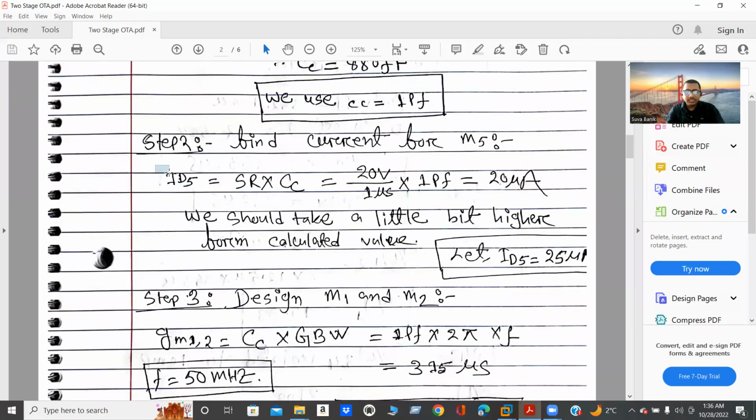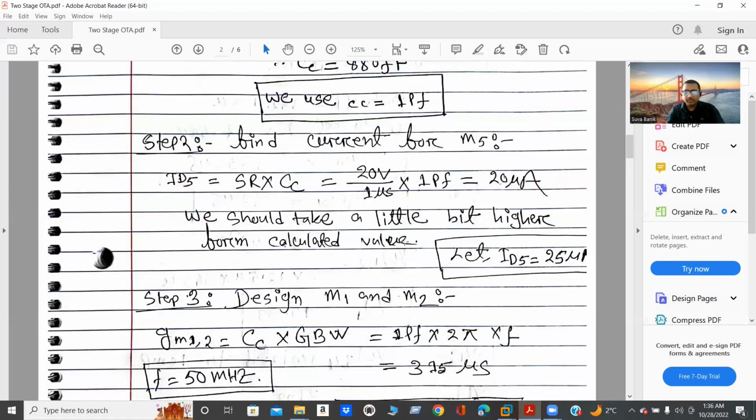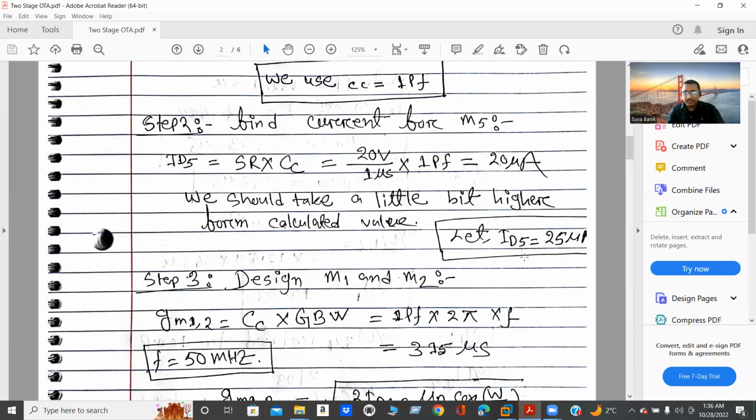Here is a common relationship between our tail current, slew rate, and our compensation capacitor. From here, I found our tail current should be 20 microampere. Here I assume a slew rate of 20 volt per microsecond. For design purposes, I select ID5 as 25 microampere, a little bit higher than the calculated value.